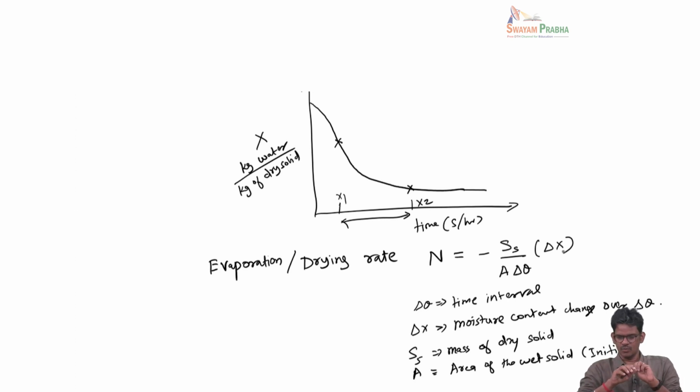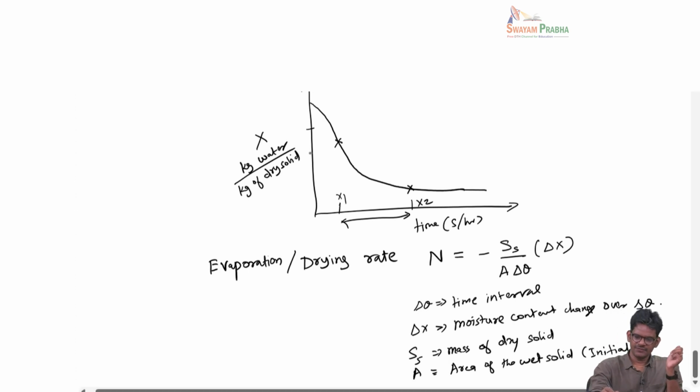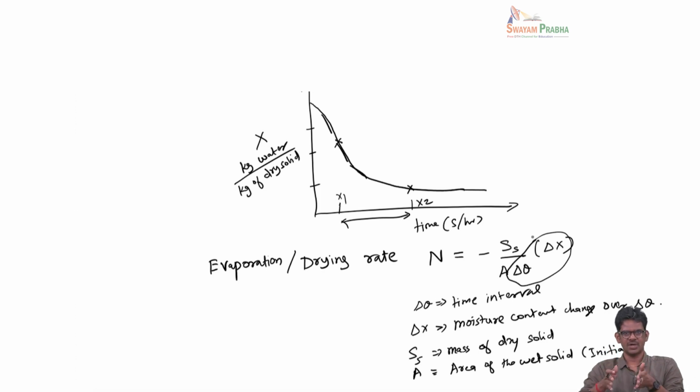Okay, so now what we can do, I can go to different x values on the y axis, and I can draw a slope of these lines over many x values. Okay, so that slope is nothing but delta x by delta theta, and this S by A, that is a constant. So what I can do is, using this raw data at a different moisture content X, I can find the slope. From the slope I can find the drying rate. Okay, so thereby I can eliminate time. I can relate only the moisture content and the rate of drying.